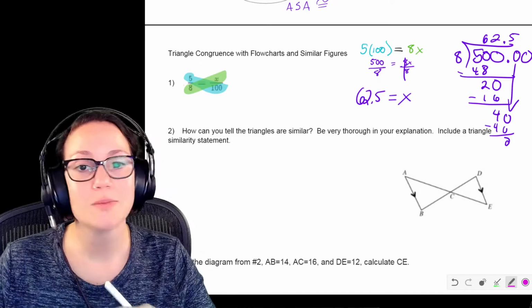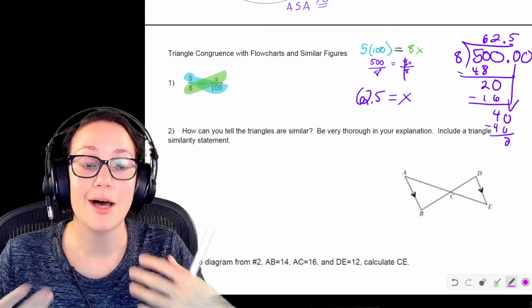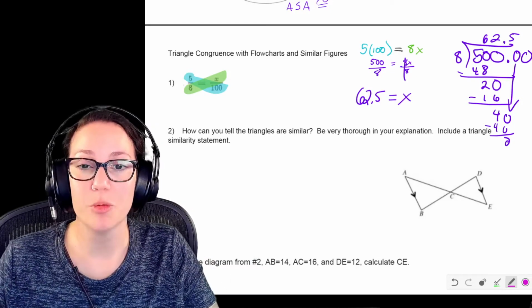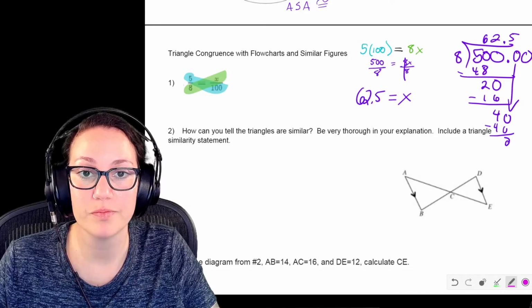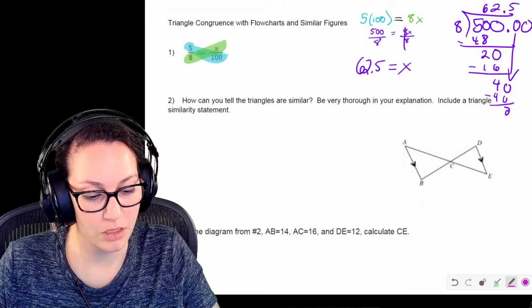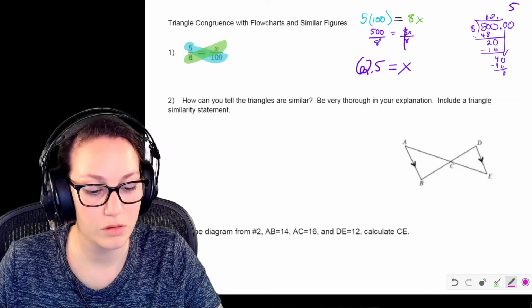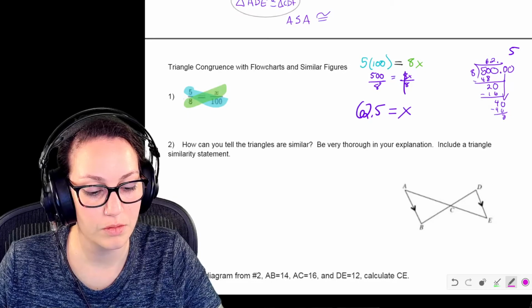So that's just cross multiplying and dividing. That's just isolating x. And so this is after you've set up your proportion from your similar figure. Now, I'm going to shrink this away a little bit. Okay.